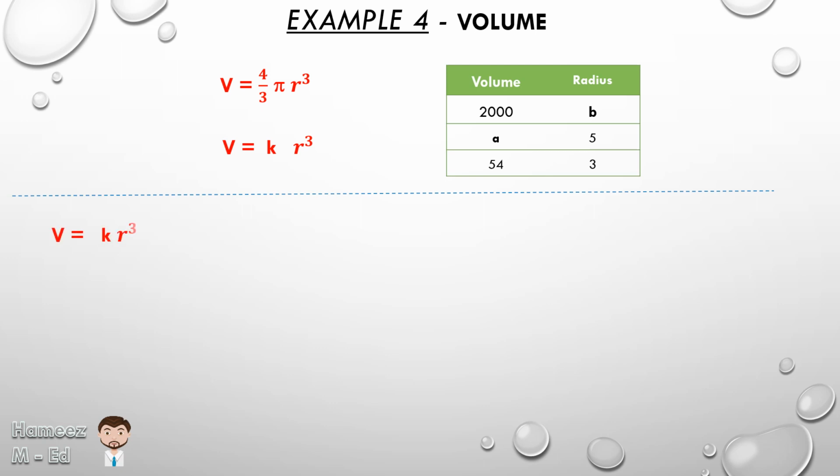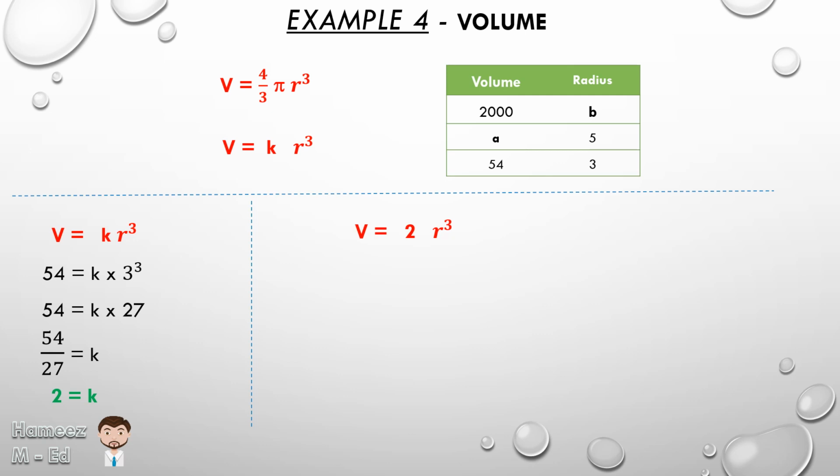So V is equal to K r cubed. 54 is equal to K times 3 cubed. So now that we've substituted, there is only one unknown on the line, which is K. So we should be able to solve for that. 54 is equal to K times 27. 54 over 27 is equal to K. So 2 is equal to K. Hence, from now on, V is equal to 2r cubed, because K is equal to 2 for the rest of the question.